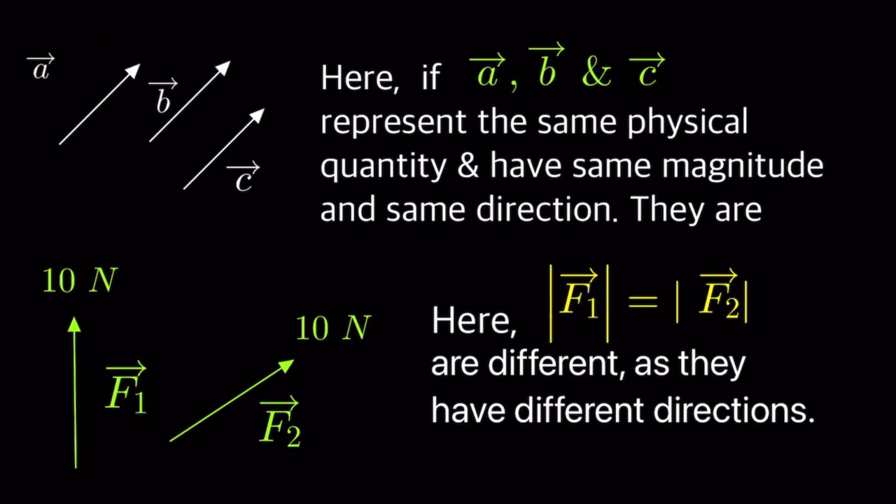Here A, B, C represent the same physical quantity and have the same magnitude and the same direction. So they are equal vectors. Another example, F1 and F2 both have the same magnitude but have different directions, so F1 and F2 are not the same. They are not equal vectors.